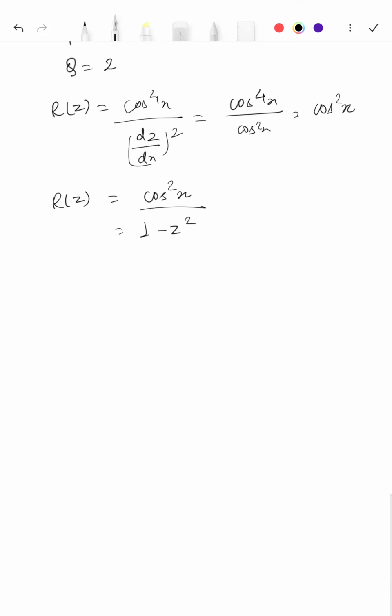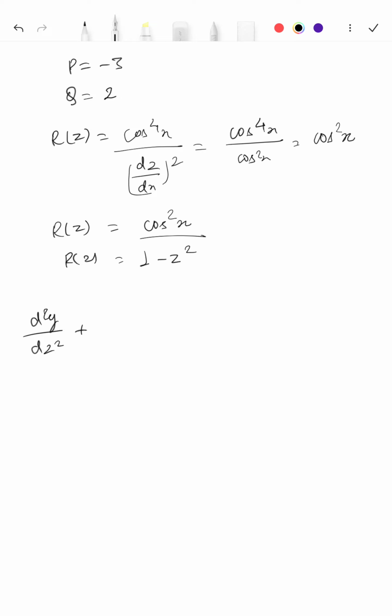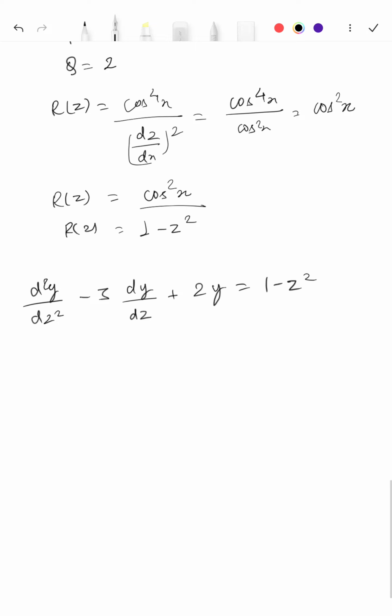Okay, so now we have our equation ready. That equation is d square y by dz square plus p times dy by dz. Our p is minus 3, so it is minus 3 times dy by dz plus 2 times y is equals to r of z, that is 1 minus z square. This is our new equation. We will solve this equation.